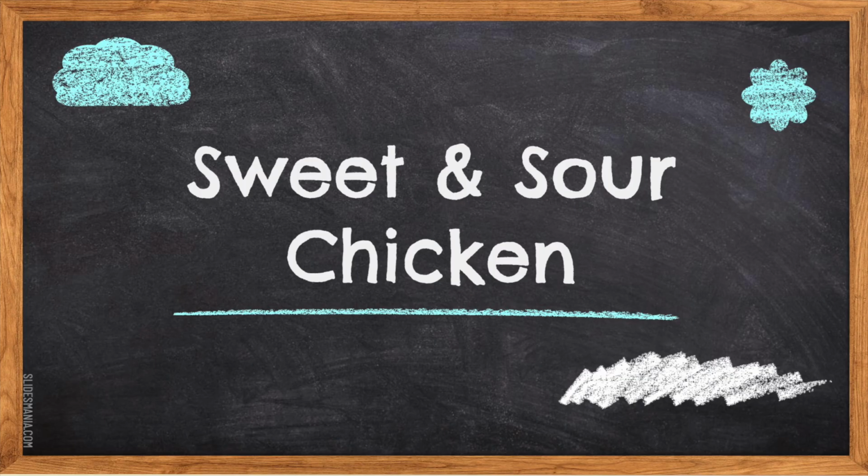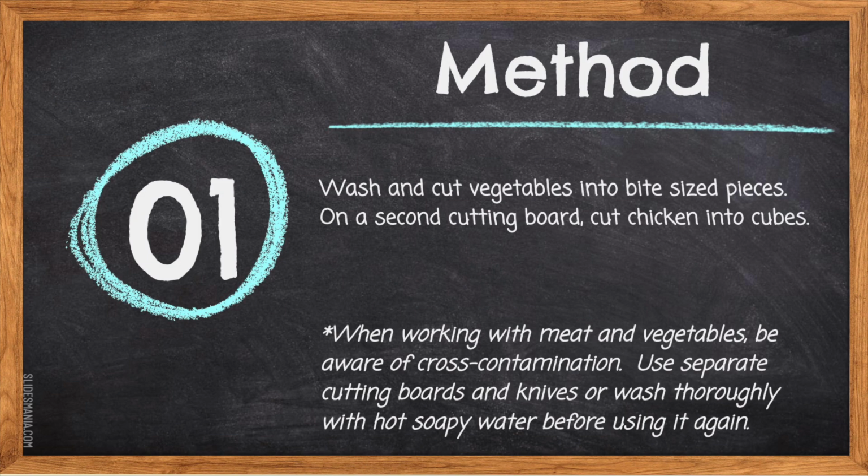Method for the sweet and sour chicken. Step 1. Wash and cut vegetables into bite-sized pieces. On a second cutting board, cut chicken into cubes. When working with meat and vegetables, be aware of cross-contamination. Use separate cutting boards and knives, or wash them thoroughly with hot soapy water before using them again.